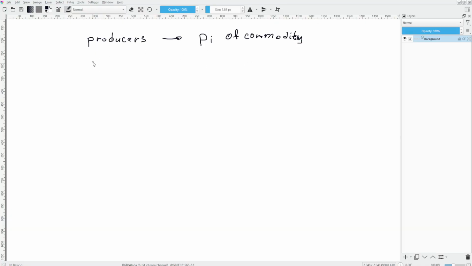And we have consumers. And each consumer consumes, well, for example, Ci of commodity. Well, at least it wants to consume Ci of commodity. And we want to kind of match consumers and producers.